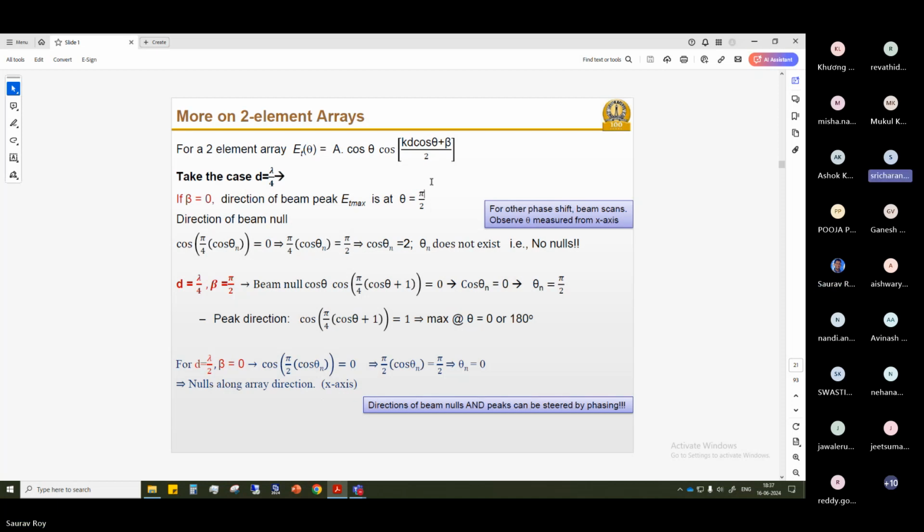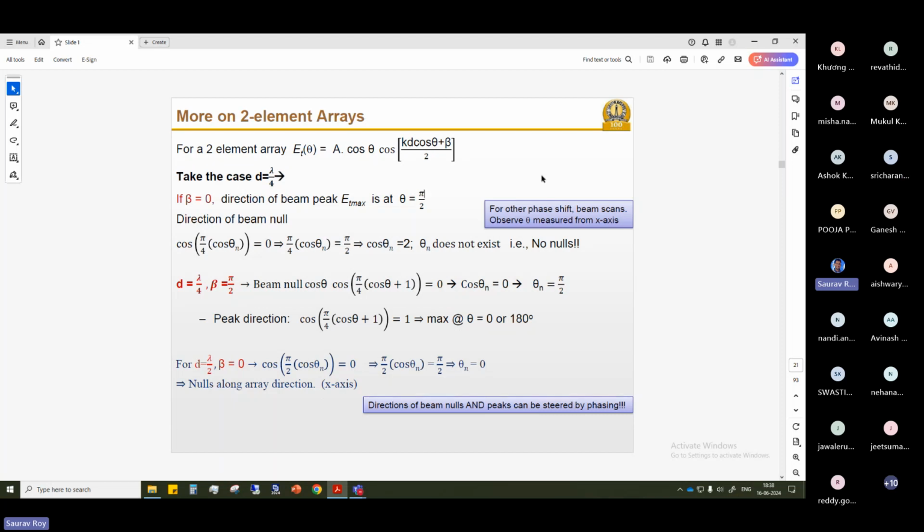By equating kd cos theta plus beta by 2 to zero, taking the trigonometric cos limit of one as the maximum? No, see, cos theta becomes maximum when theta is 0 degrees, that is in the broadside. But not only zero, you have to take a generalized term: multiples of n pi, even 0.